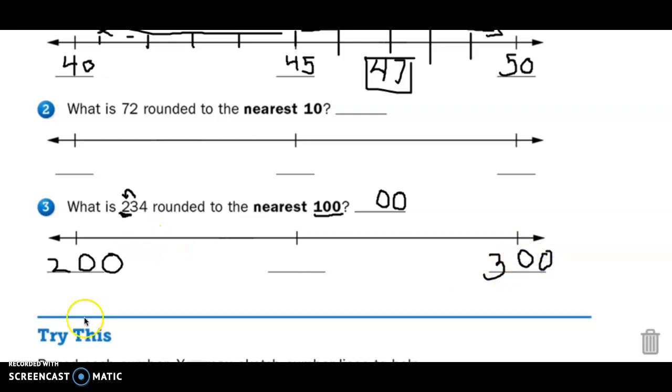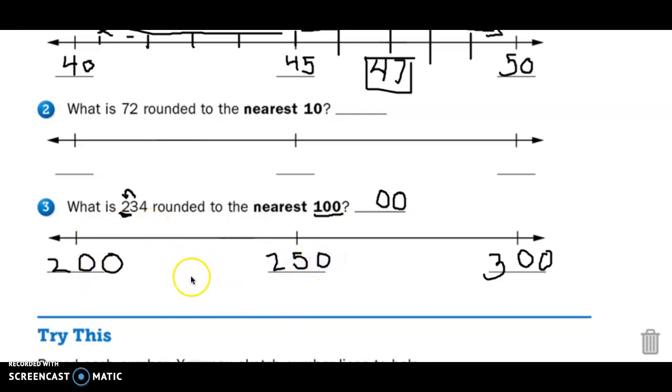Okay, what is halfway between 200 and 300? Think about it. The difference between 200 and 100 is 100. So what is half of 100? Half of 100 is 50. So 200 plus 50 is 250.